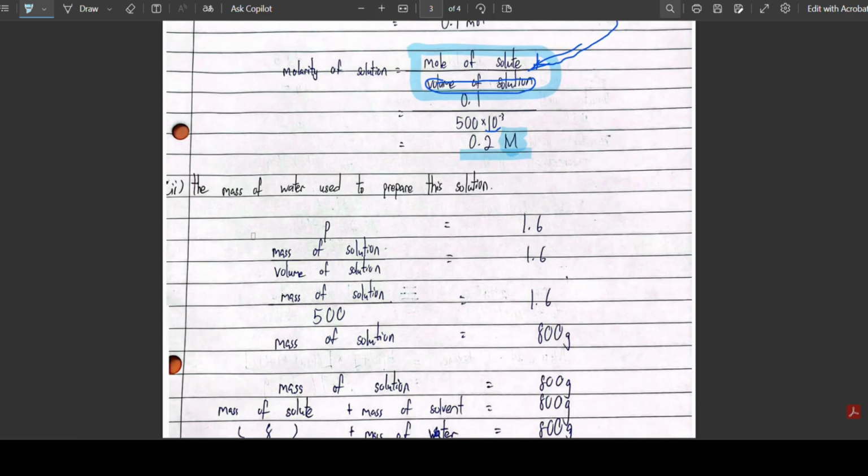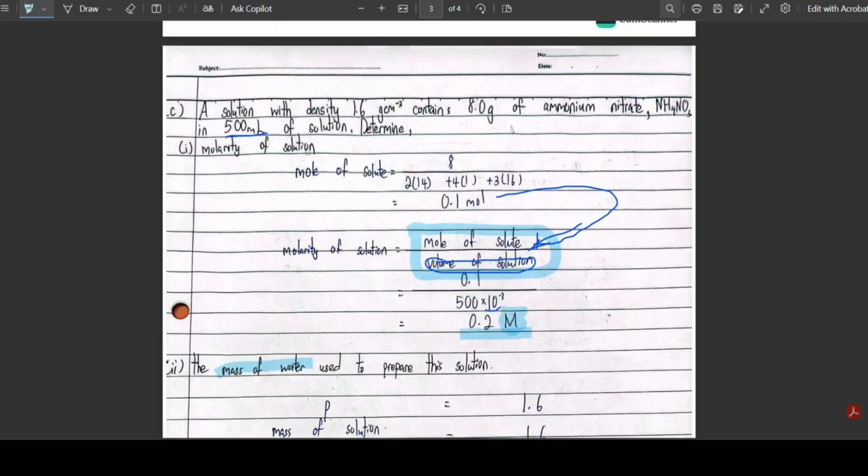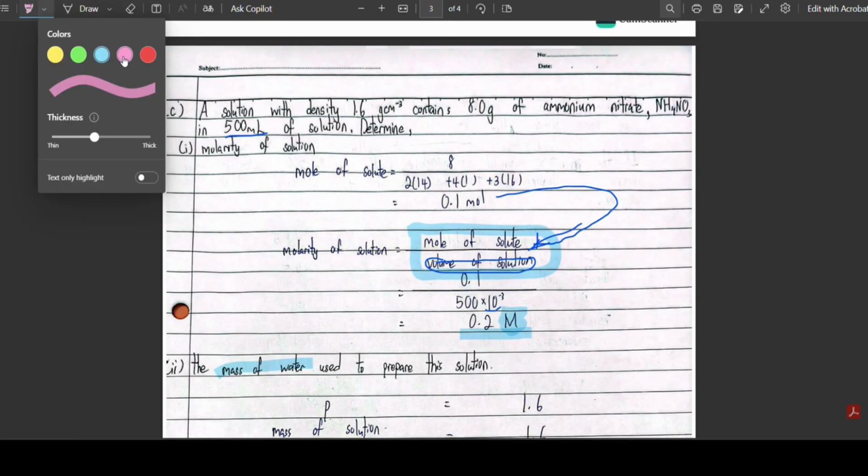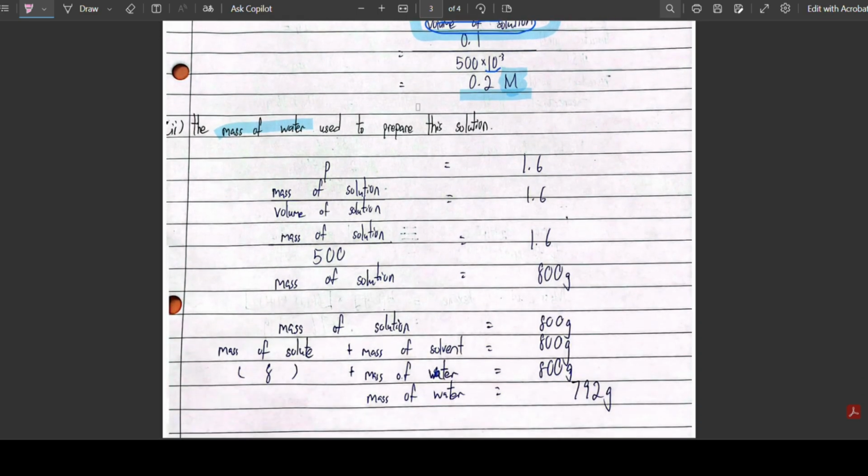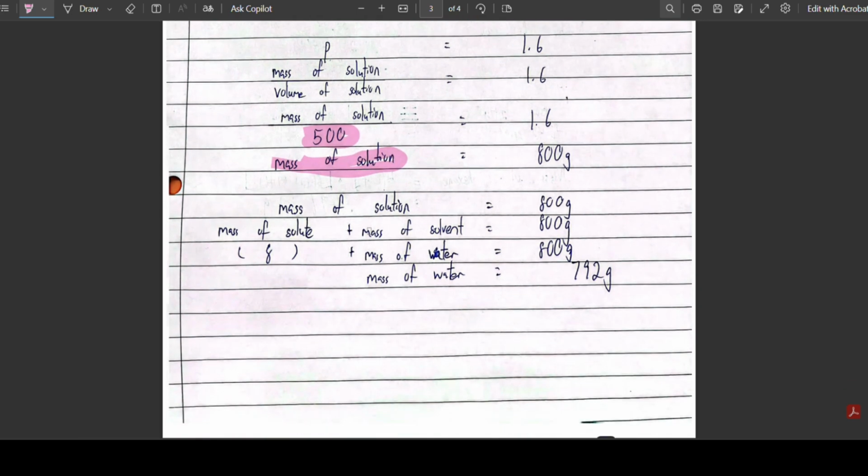For the following question, the mass of water used to prepare this solution. So we need to determine the mass of water. As before, we already know the density that has been given is 1.6 gram per cubic centimeter. So we will use the density to find out the mass of solution. And as usual, the volume of solution has been given, which is 500, so we will substitute, and then we get the mass of solution is 800 gram.